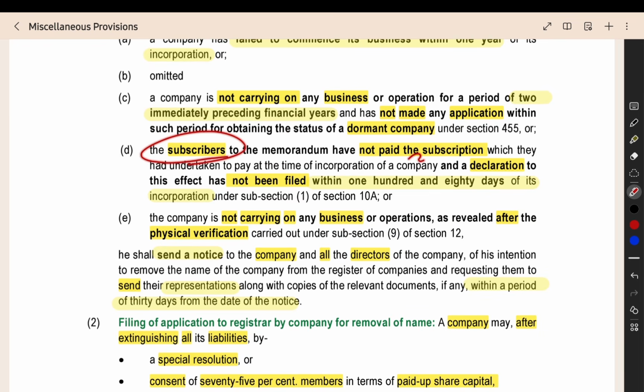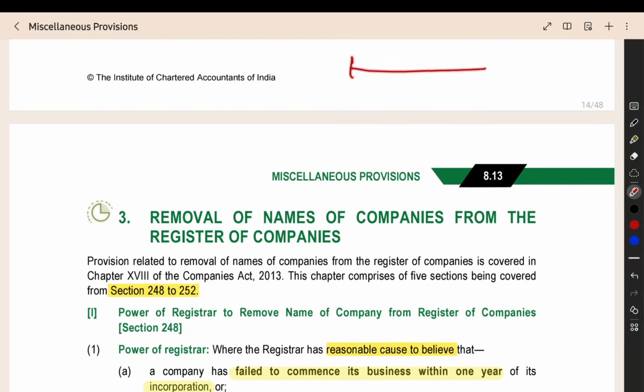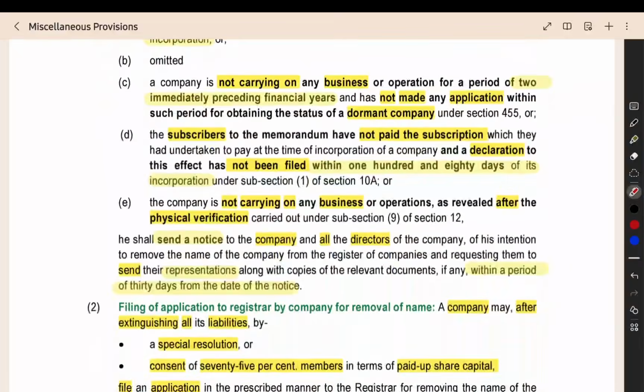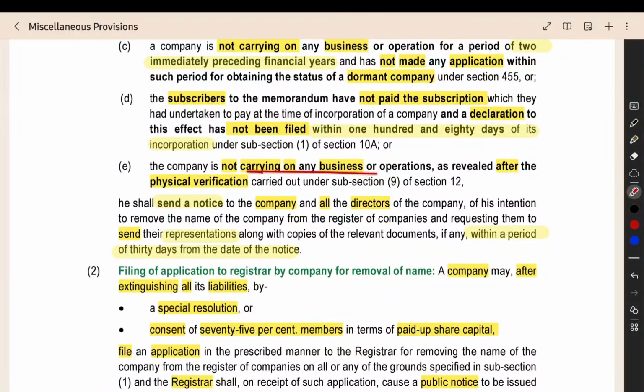Then, subscribers have not paid the subscription money and a declaration was not submitted to the registrar within 180 days of incorporation. Within 180 days of incorporation, we have a provision that you have to entirely pay the subscription money, and then the company should file a declaration that all the subscription money has been paid properly by the subscribers to the memorandum of association. If you did not file that declaration and did not pay the entire subscription money properly, then also your company will be stricken off.